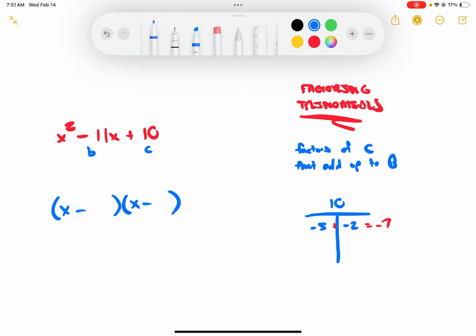Here's one that people don't really think about all that often. Negative 10 and negative 1 are indeed factors, because negative 10 times negative 1 is positive 10. And you add them up and you get negative 11, which matches what I need over here. So now I've found my two factors, x minus 10 and x minus 1.